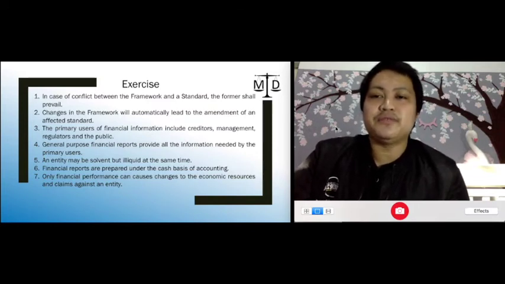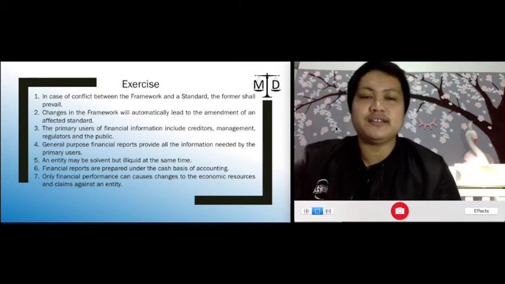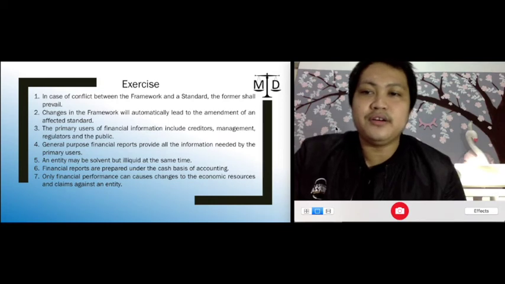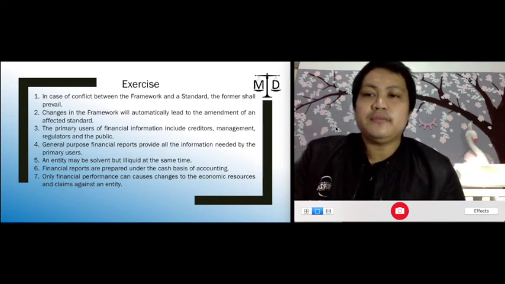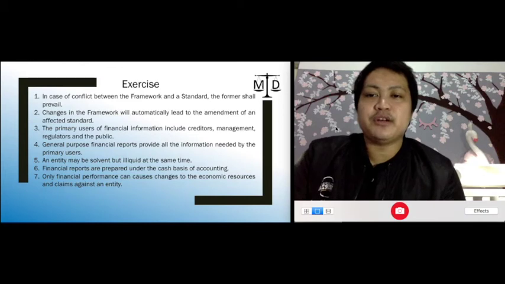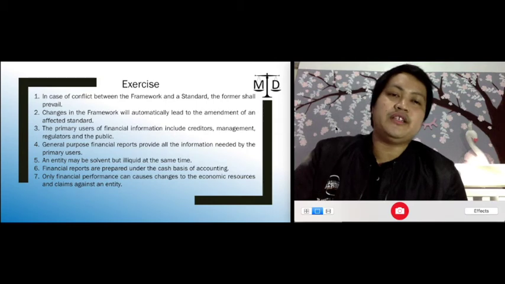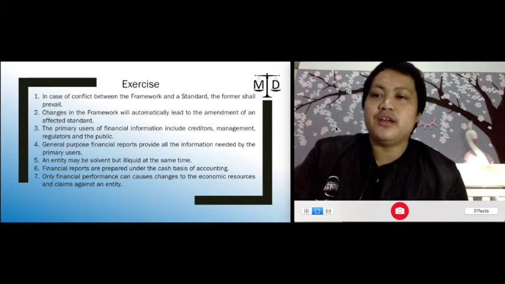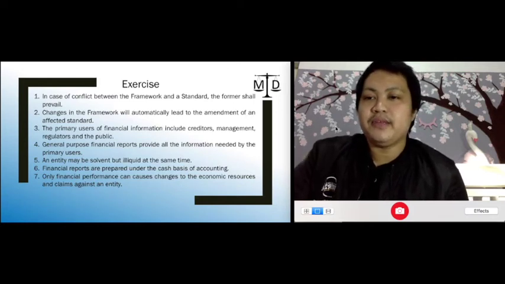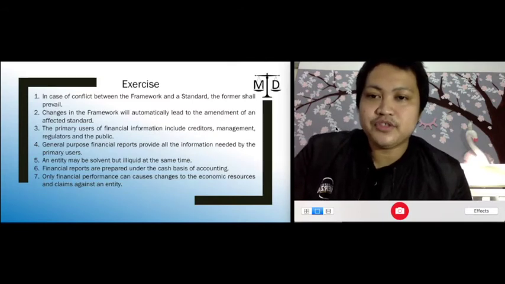3. The primary users of financial information include creditors, management, regulators, and the public. Out of the 4 items mentioned here, only the creditor is a primary user. The rest are referred to as our other users. Number 4, general purpose financial reports provide all the information needed by the primary users. Number 4 is false. As mentioned earlier, it is simply impossible to achieve such type of information. Number 5, an entity may be solvent but illiquid at the same time. Number 5 is true.